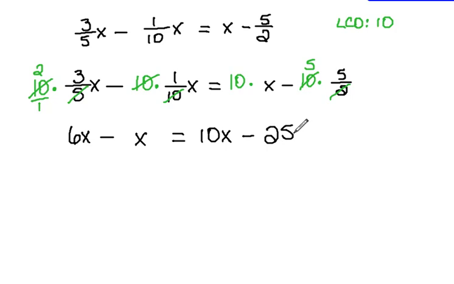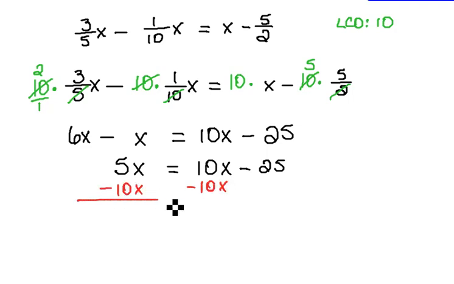So we're supposed to simplify on each side. So looking at the left, we have 6x minus x, which would be 5x equals 10x minus 25. And then we can go ahead, if we want to, and move this 10x over to the left so that our x's are all on one side. We're going to do the opposite, which would be to subtract 10x from both sides. So now on the left-hand side, 5x minus 10x would be negative 5x equals. On the right-hand side, we'd have negative 25.